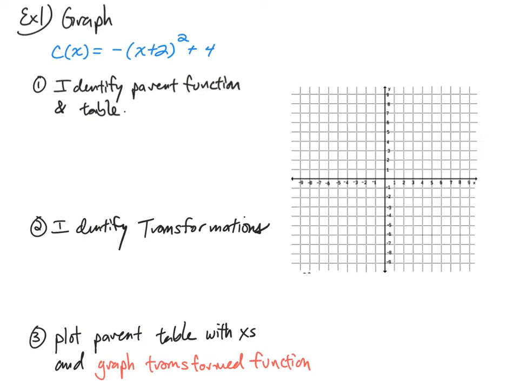So I'm going to leave this one for you to try. You want to identify the parent function in table first. Again, find the characteristic that sets this apart from other functions. You want to identify all transformations, making sure that you take care of any multiplications before you do any addition or subtraction. And finally, you want to plot the parent function with x's, which I've been doing in step 1, and graph the transformed function as well. Go ahead, give it a shot.